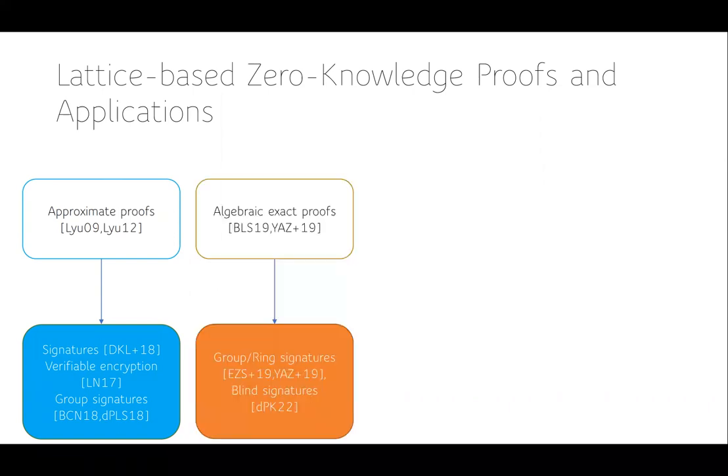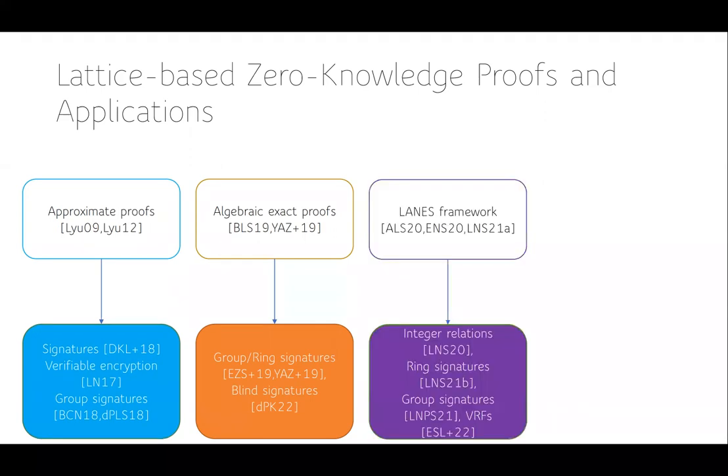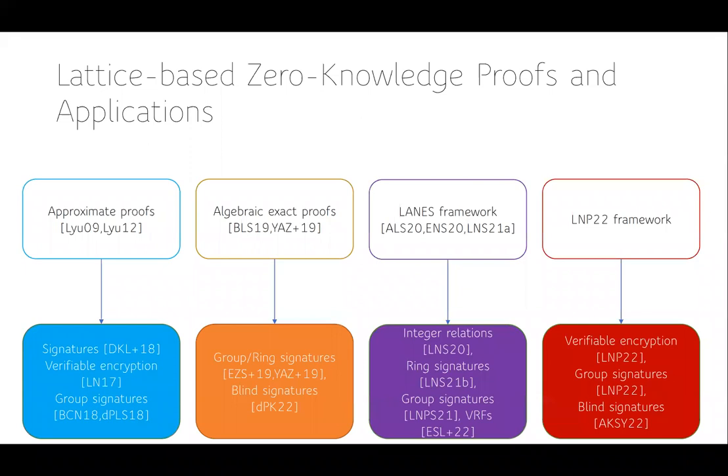And then in 2019, we had algebraic exact proofs, and they also come with nice applications with exotic signatures, with much better signature sizes and so on. And then we had more and more frameworks with other applications where in many cases you can just substitute the framework, and because the framework itself is much better than before, naturally these privacy-preserving applications are also more efficient than before. However, it's more interesting to make use of the framework and not just use it in a black box manner.